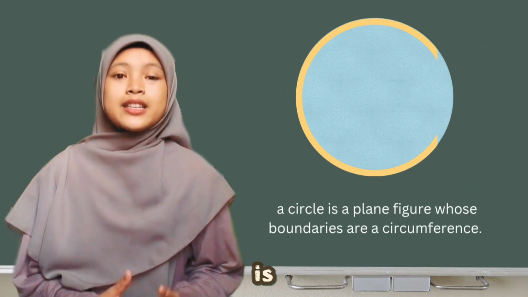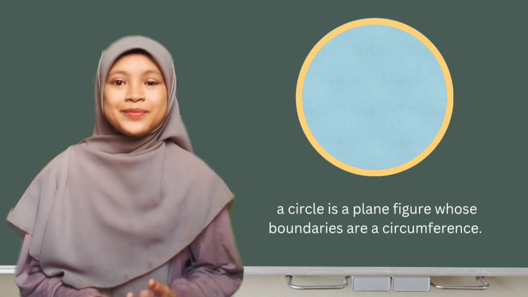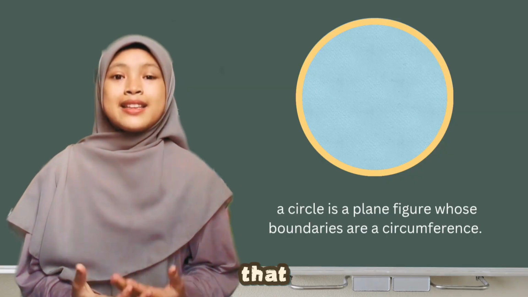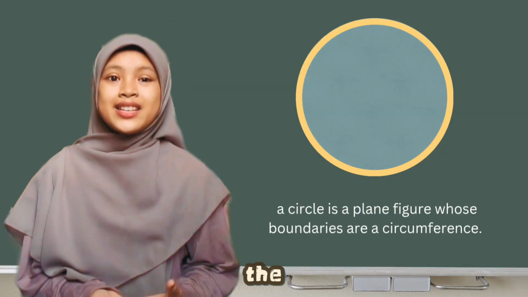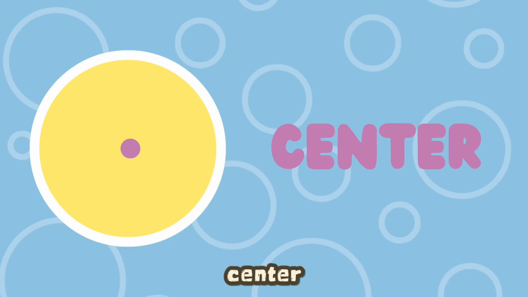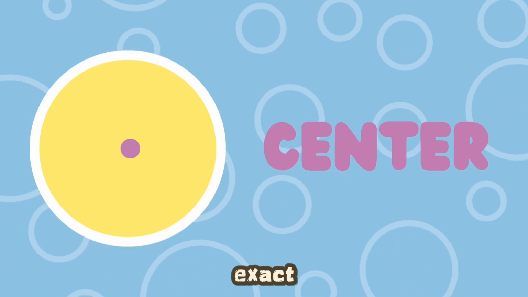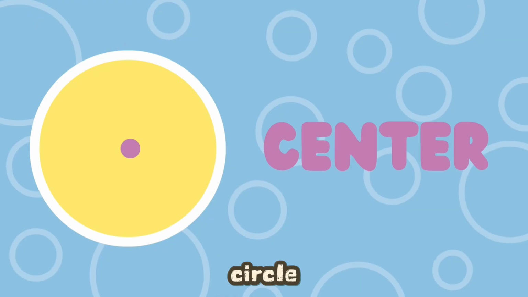A circle is a plane figure whose boundary is a circumference. This means that the circle is everything the circumference contains. First of all, let's recap some main parts of the circle. Look at this circle image. Here is the center point of the circle. The center is the exact middle of the circle.